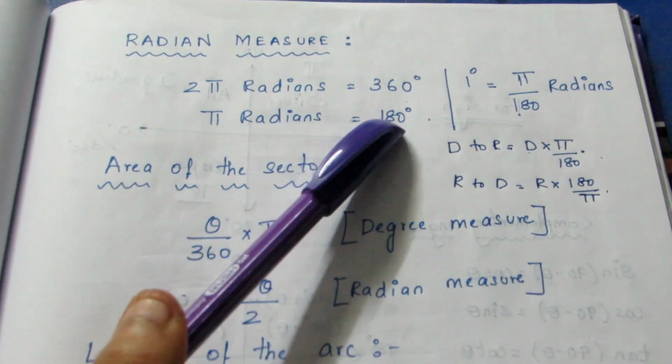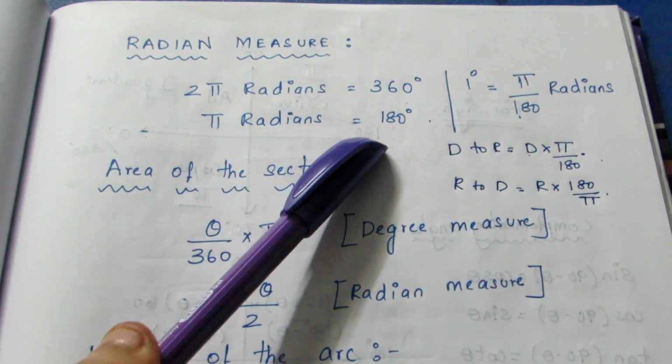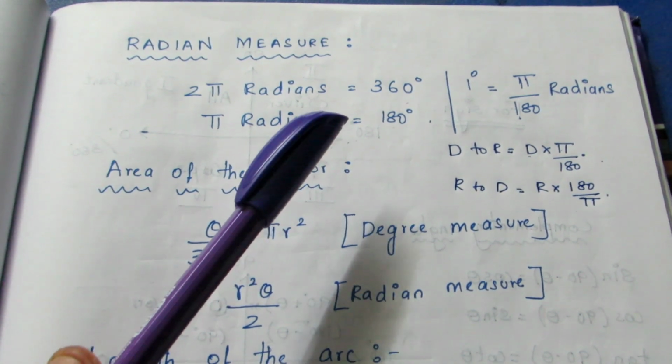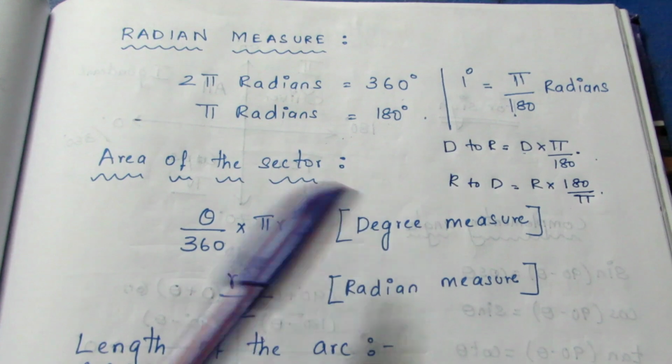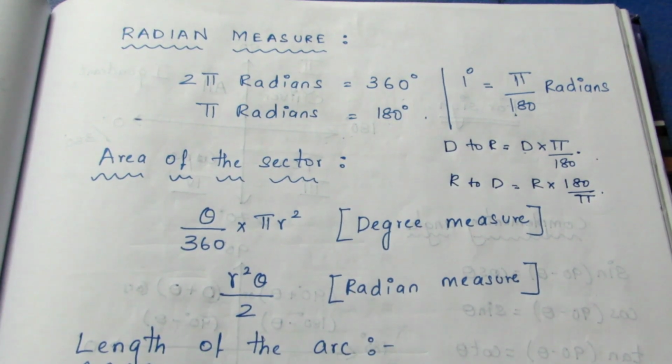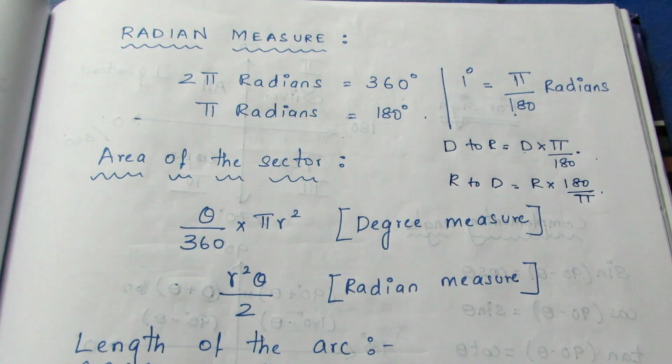We can use this for the unitary method. If you want to do it by the unitary method, you can use this formula, and it will be very simple. You can directly find anything, degree to radian or radian to degree. You can directly multiply the number so that it will be very easy for you to finish the sum.